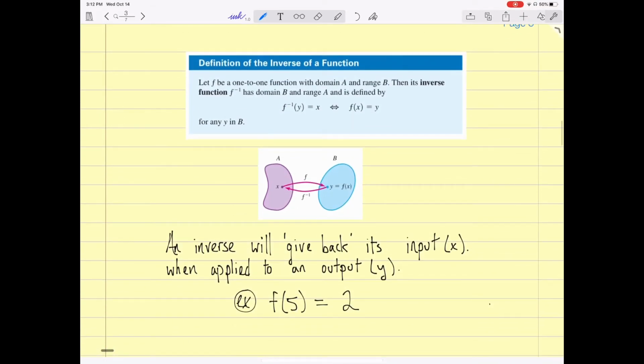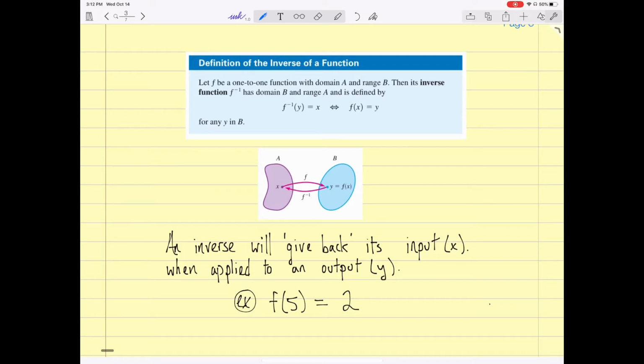Okay, so the definition of the inverse of a function. Let f be a one-to-one function with domain A and range B. Then its inverse function has domain B and range A and is defined by f inverse of y is x, and that implies that f of x is y for any y in B. Unless you're used to reading math, these definitions are just confusing when you read them.